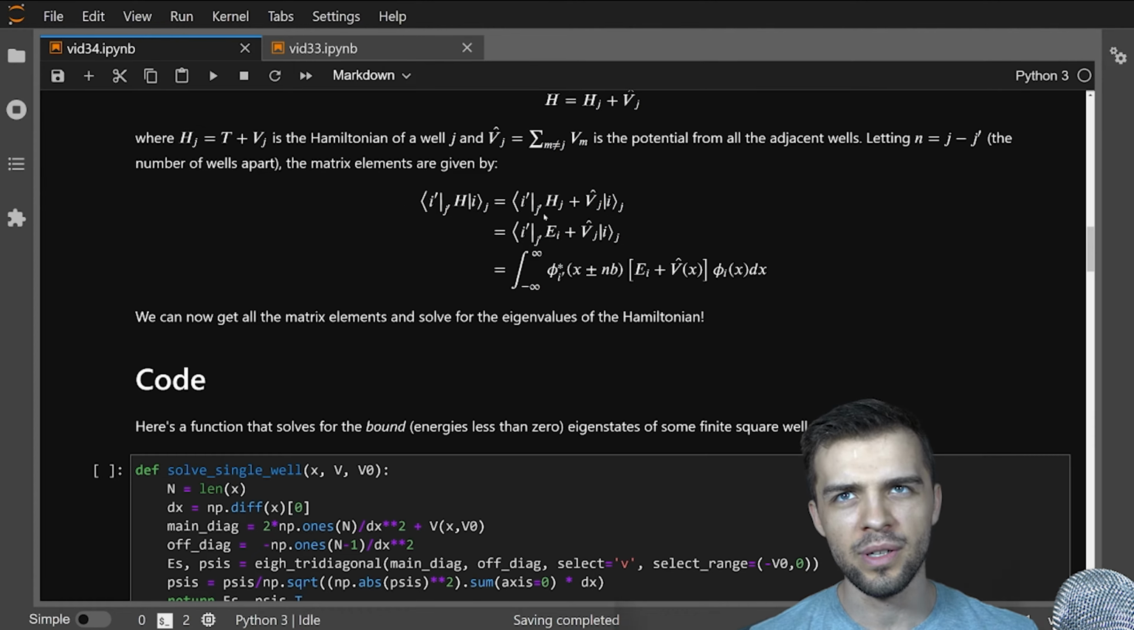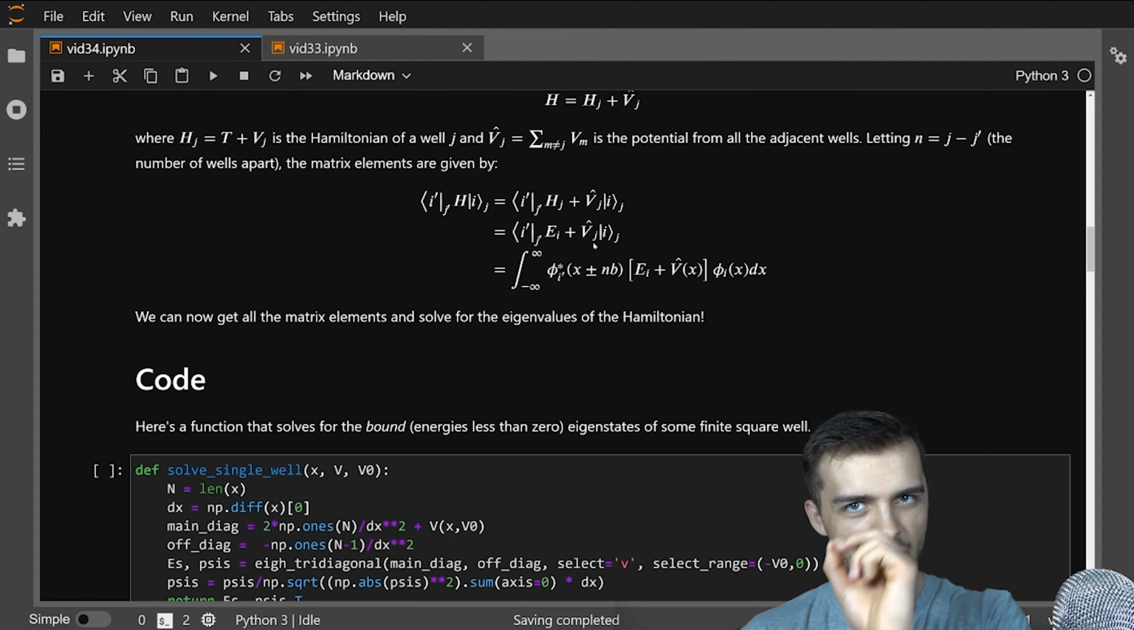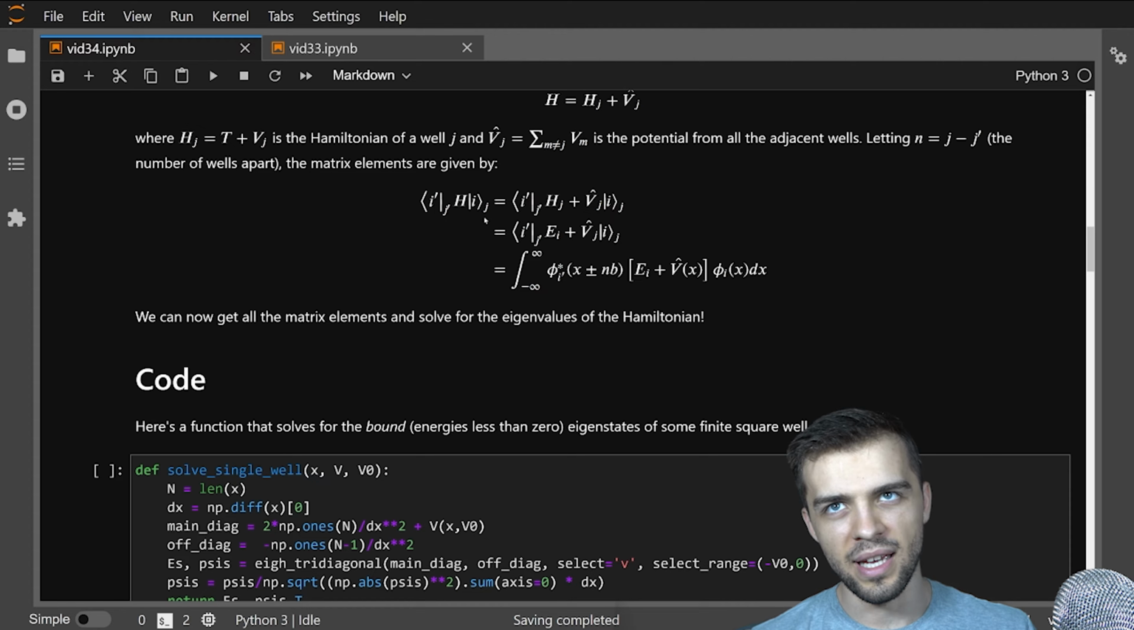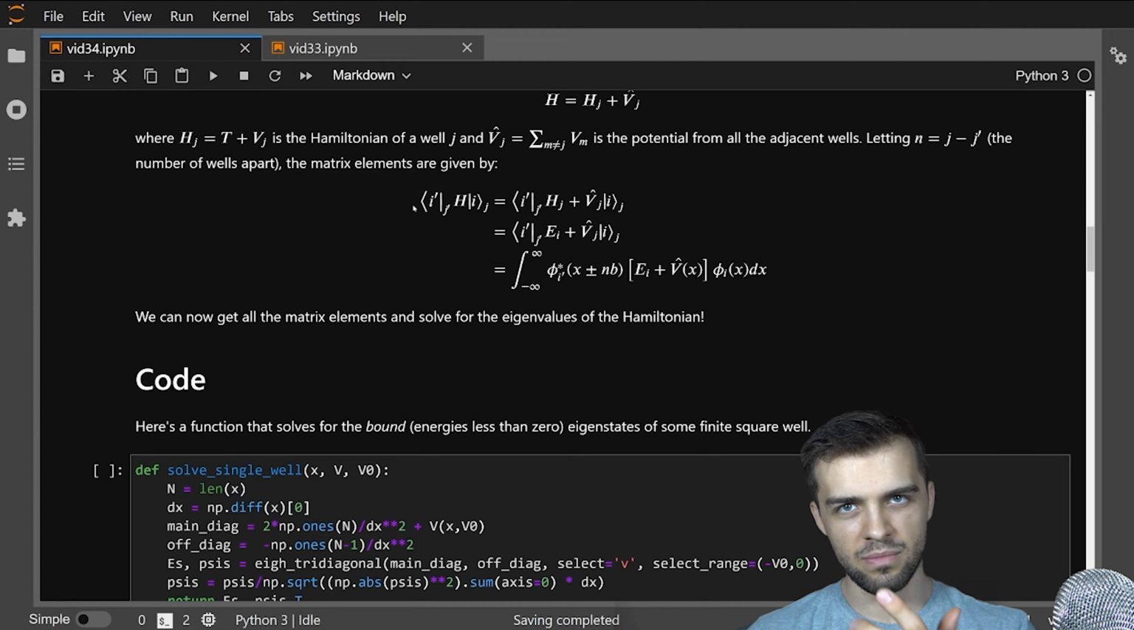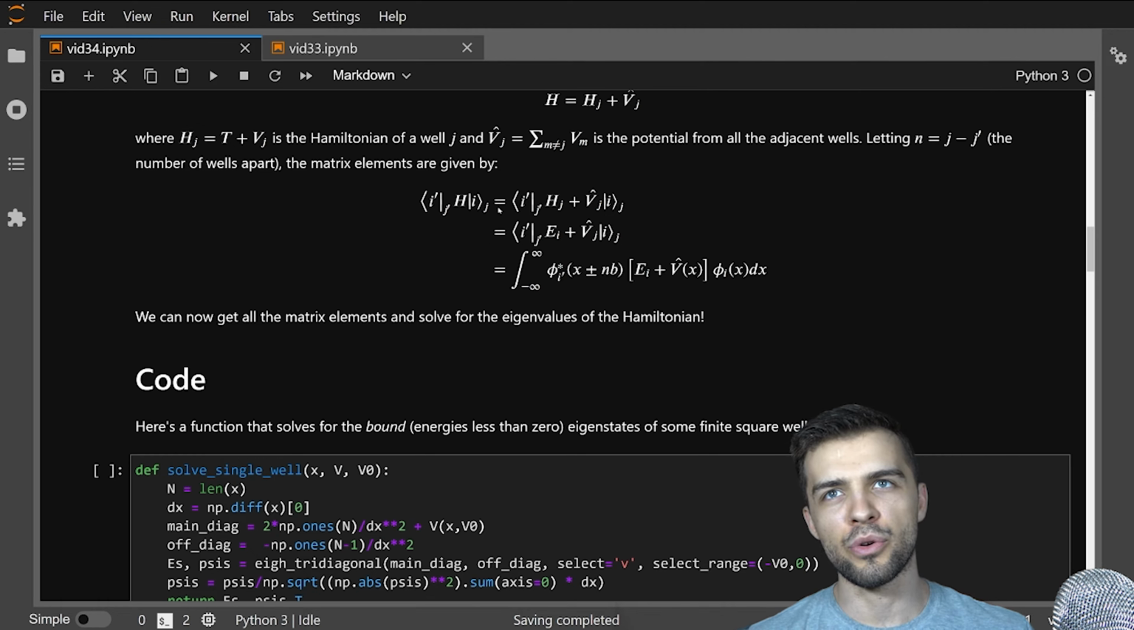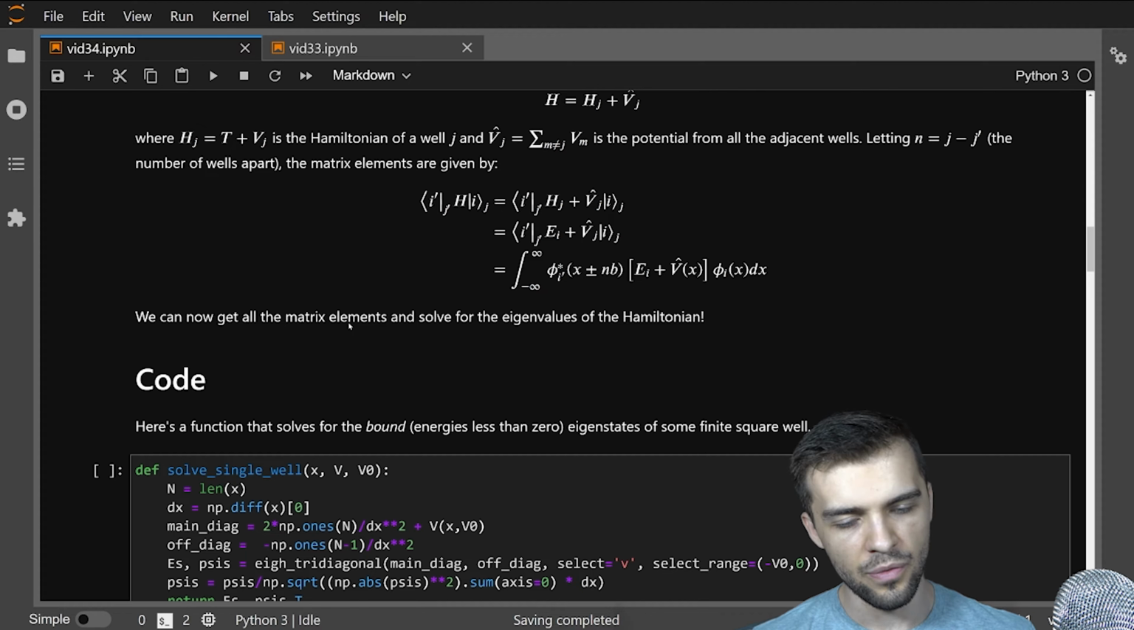It's all pretty straightforward. Basically, if we solve this integral for every element of the Hamiltonian, we can get the Hamiltonian matrix. So if it's 3 wells and 2 states per well, I can find 36 different integrals, a 6 by 6 matrix. It's pretty simple to do, and you can solve for the Hamiltonian.